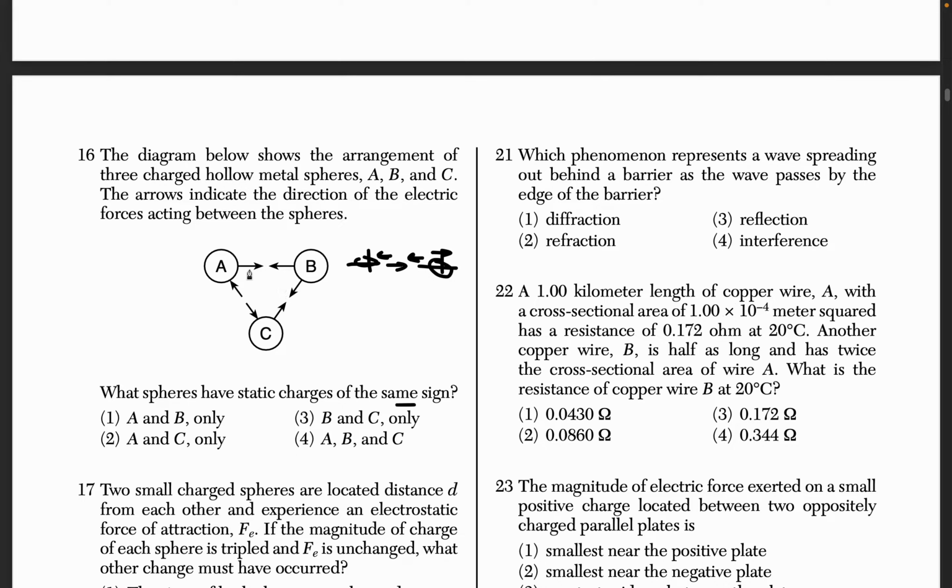So where do we see that? These are attracting forces, so we don't want that. That means they have opposite charges, because opposite charges attract each other and like charges repel. This is good because these are repelling each other, right? Like I said here, they're repelling, they're pushing away from each other, and these are attracting. So A and C are the only charges that have the same sign.